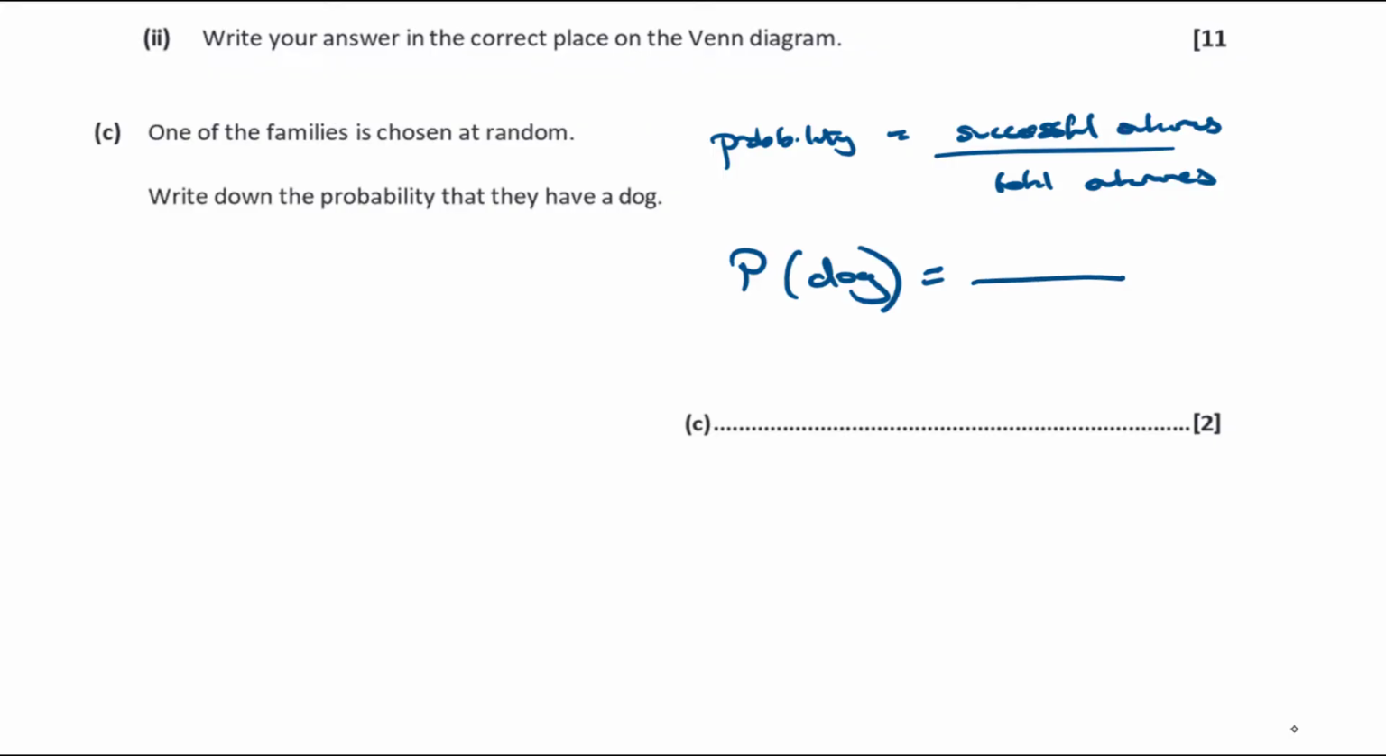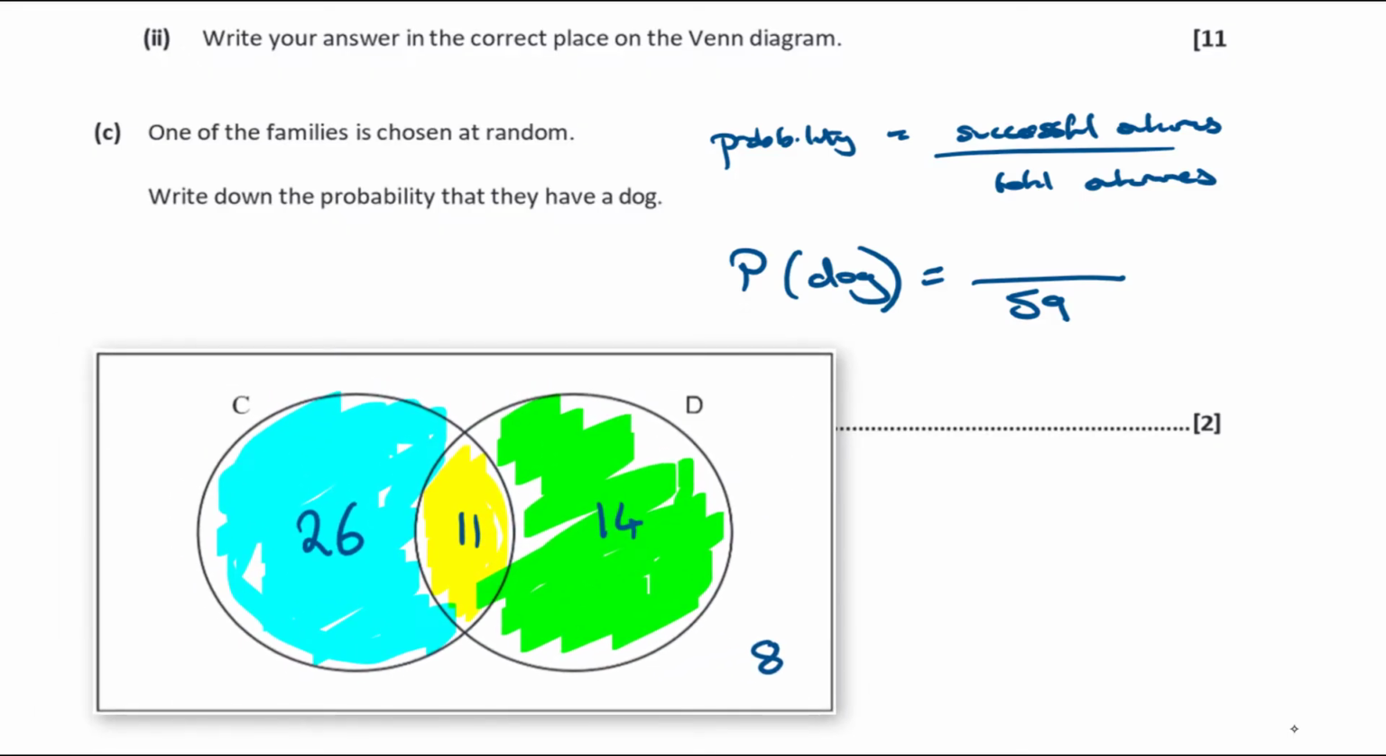Okay, I know there were 59 altogether. If you go back and have a look at the Venn diagram, you'll see that the dog section is going to be everyone inside the D area here. So it's both the 11 and the 14, isn't it? So that gives me a total of 25 dog-loving families. So I'm going to write that on the top. So there are 25 successful outcomes because there are 25 doggy families, and there are a total of 59 families altogether. So the probability is just 25 over 59.